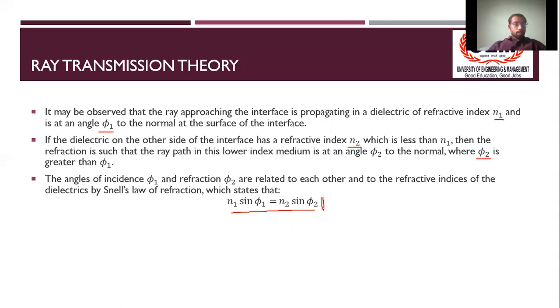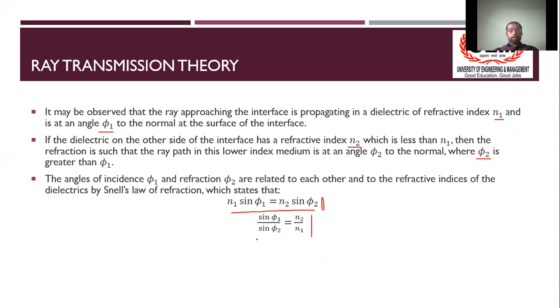Now from this, we are going to achieve the minimum angle of incidence at which the light should fall inside the core region so that it gets transmitted without losing light into the cladding region and gets propagated throughout the core region. So from this equation, we can write that sine phi 1 divided by sine phi 2 is related to n2 by n1.